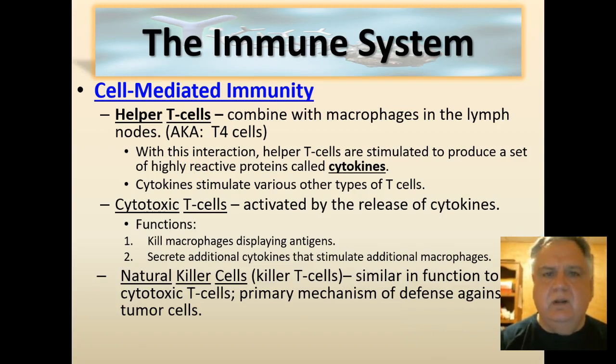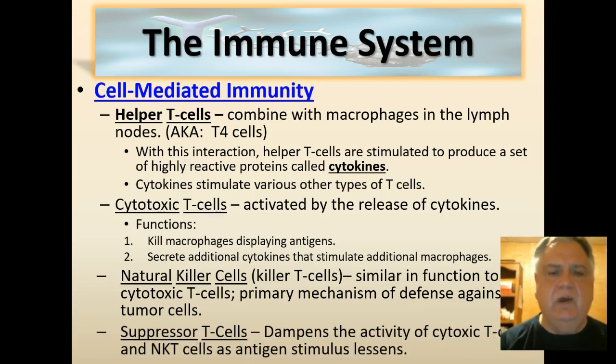Okay, now that we've taken a look at the video of how the helper T cells engage the antigen-presenting cells and how the cytotoxic T cells work, it is important for us to note that there are other types of T cells that are involved in the cell-mediated immune response. One of these types is what we call natural killer T cells or killer T cells. These have a very similar function to cytotoxic T cells. They react basically the same way. However, they're the primary mechanism of defense against tumor cells, against cancer.